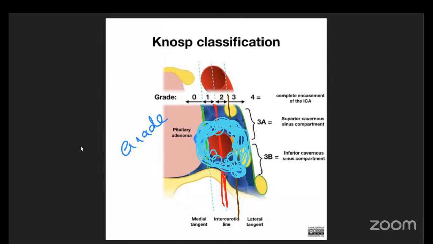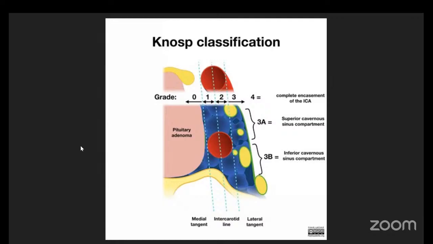Okay, so grade 0 is medial to the medial tangent line. Grade 1 is medial to the intercarotid line. Grade 2 is medial to the lateral tangent line. Grade 3 is cavernous sinus. If it is superior, it's 3A. If it is inferior, it's 3B. Grade 4 means there's complete encasement of ICA. Now let's see it in another image.